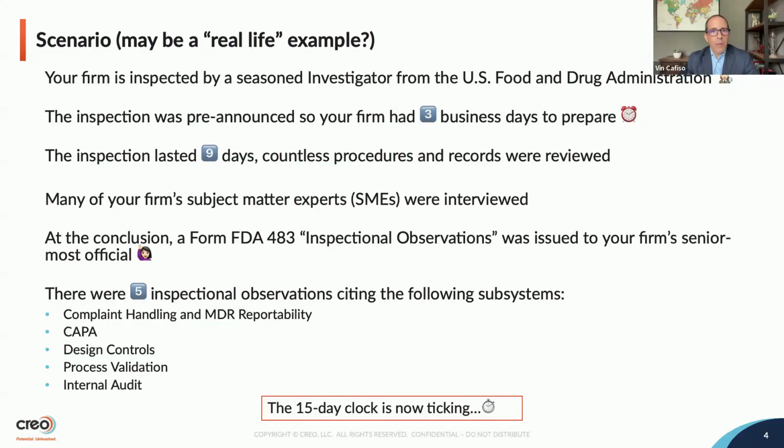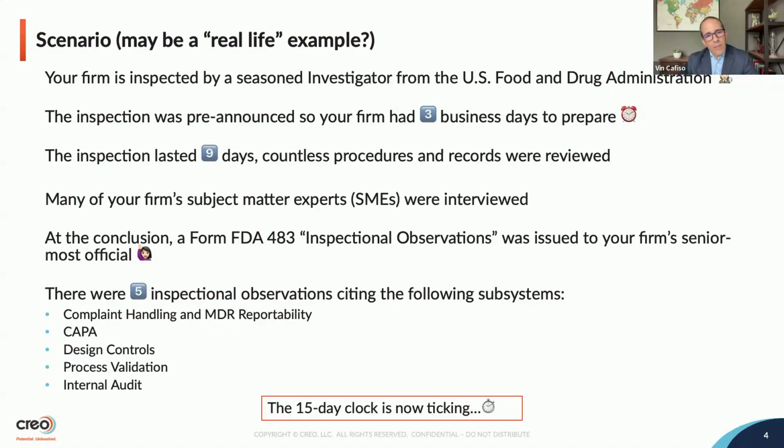Certainly, you will probably have more like 3 months. As it says here, the inspection lasted 9 days. In most cases, a foreign inspection will last only 4 days. But during the 9 days in this particular scenario, countless procedures were reviewed. Records demonstrating compliance to those procedures were also reviewed, and many of your firm's subject matter experts were interviewed. All of the SMEs responsible for educating the investigator on that particular area of interest is the person who has to sit across the table from the investigator.